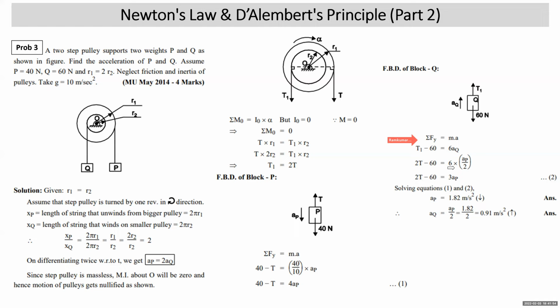Solving equations 1 and 2, this is equation number 1 and this is equation number 2. If you solve it, you get AP as 1.82 meter per second square. Now AQ is AP by 2, 0.91 meter per second square up. This way, we have got the accelerations of the two blocks. That's what was asked. If the tension is asked, we can just substitute the values of AP and AQ in equation number 1 and equation number 2.